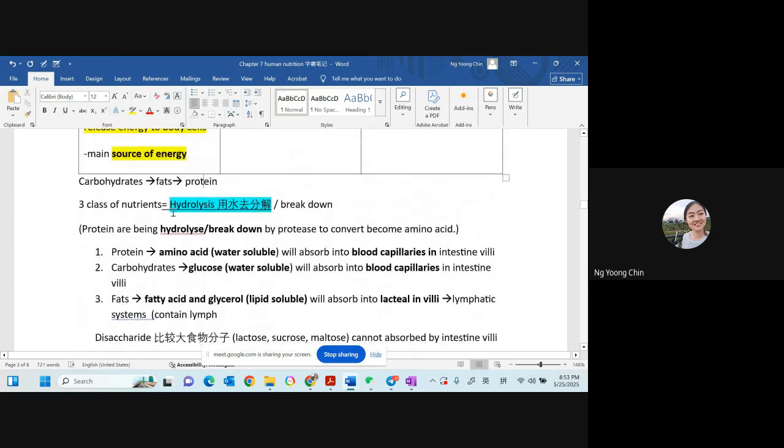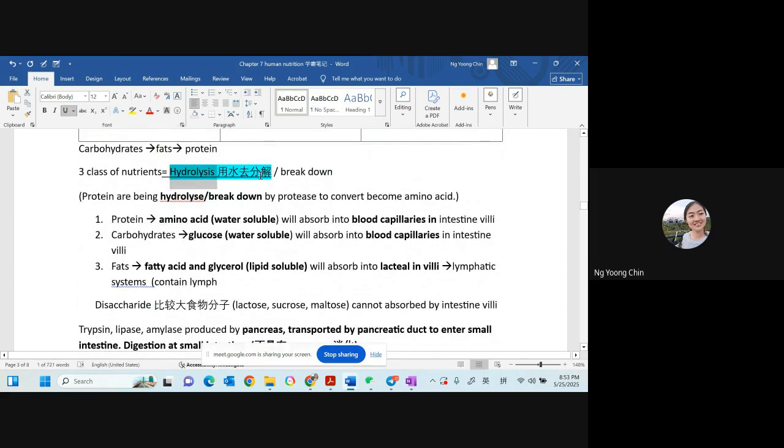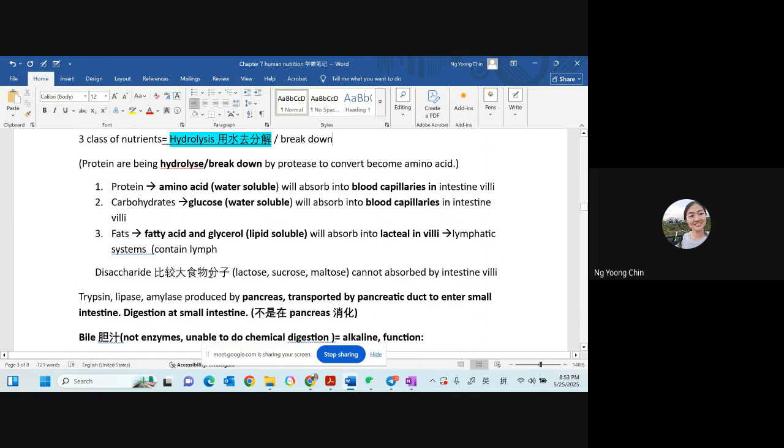And then hydrolysis, okay, or breaking down. Hydrolysis and breaking down are the same term, which means digestion, okay, digestion. So you should know about the routes for these three nutrient molecules' digestion. You can see for the proteins, they will undergo enzyme digestion by pepsin, trypsin, and erepsin. So they will be absorbed into the blood capillary in the intestinal villi. Okay, see, blood capillary.